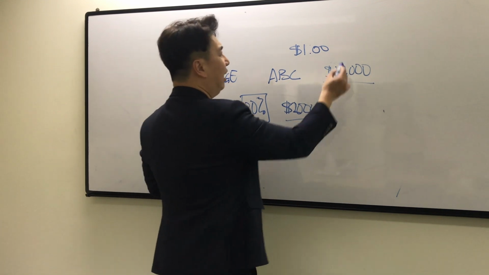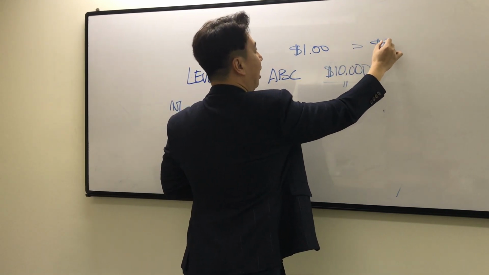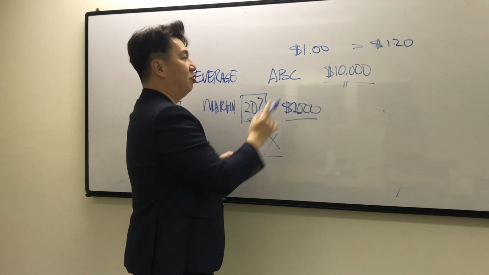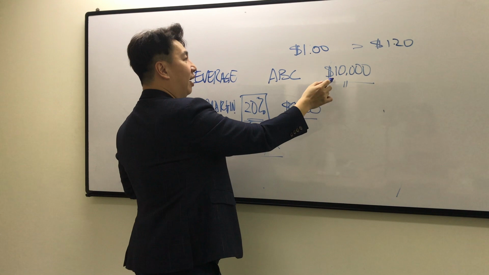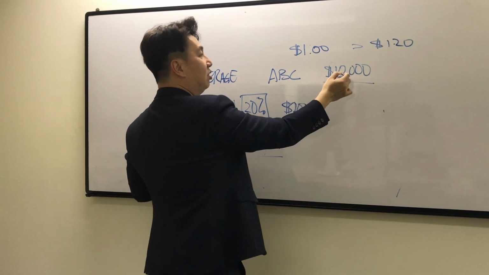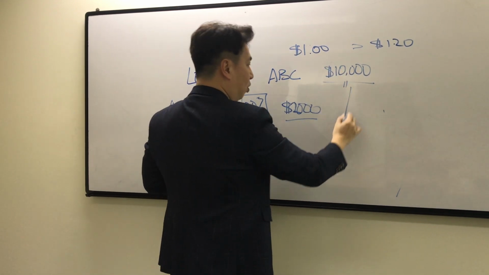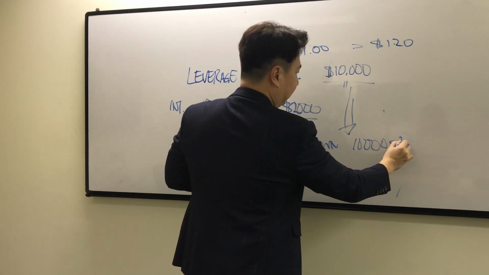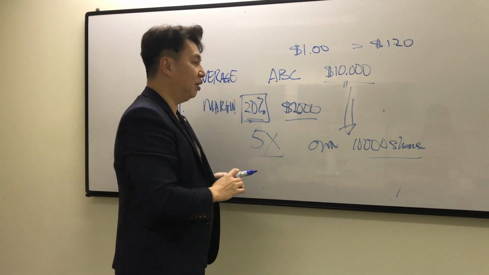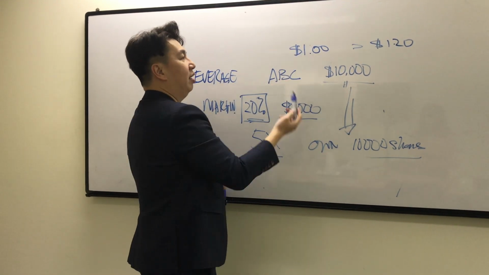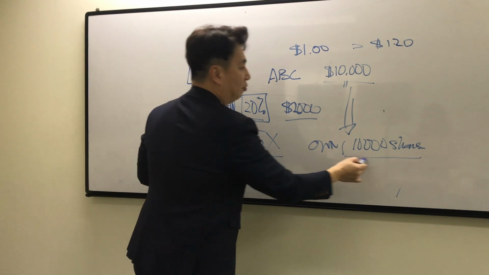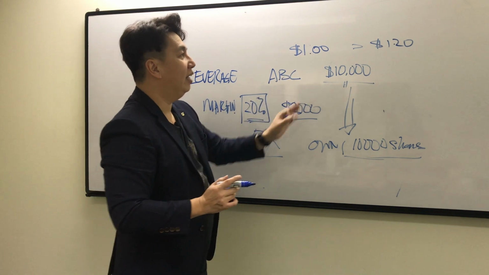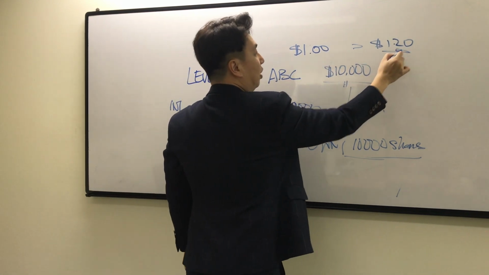And let's say this stock now goes to $1.20. Before you go there, when you buy $10,000 worth of stock at $1, you own 10,000 shares. Am I right to say that? Because $10,000 divided by $1, you own 10,000 shares. Correct. But right now you own 10,000 shares at $1, and then this stock actually goes to $1.20.